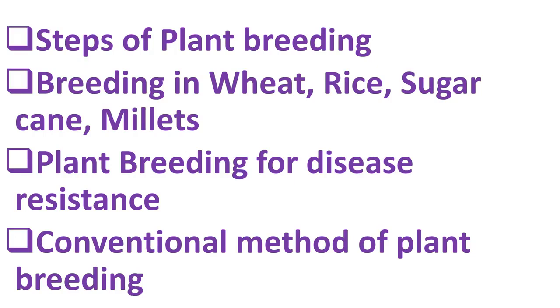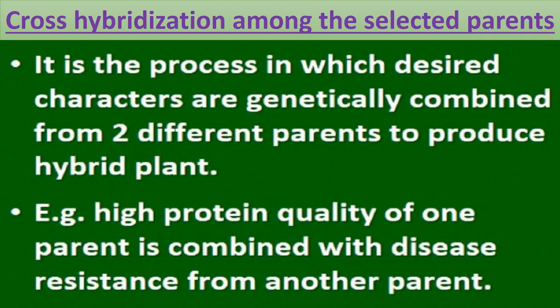So let's start with the steps of plant breeding. Two steps of plant breeding we have already discussed in the previous lecture. So this is the third step for plant breeding, and this is cross hybridization among the selected parents. Second step was selection of the parents, and now after the selection of the parents, the third step will be cross hybridization among the selected parents.